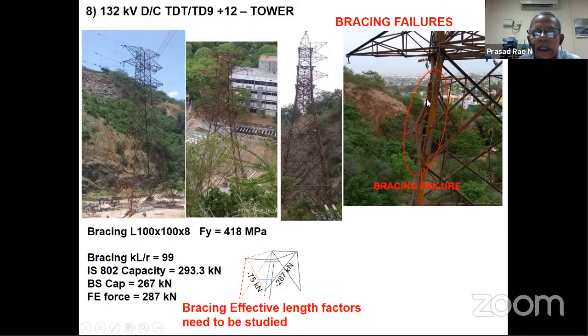There is also an inelastic range of buckling. The deficiency is in the KL/R factors. The capacity is overestimated by IS 802, 293, and BS is 267. Force is 287.